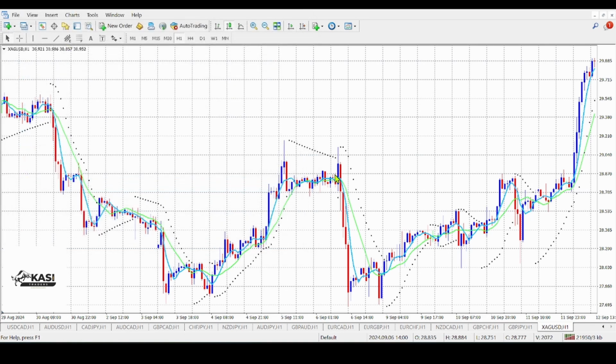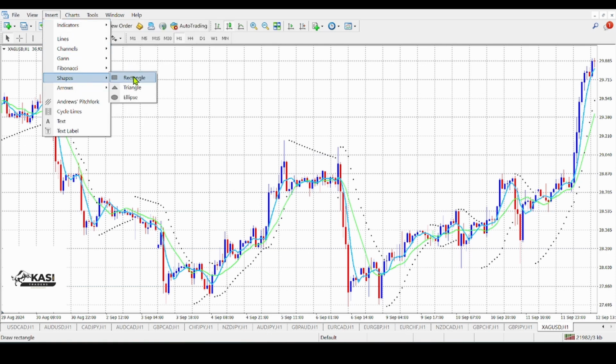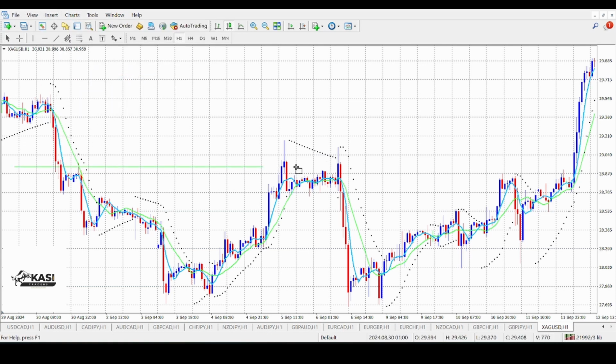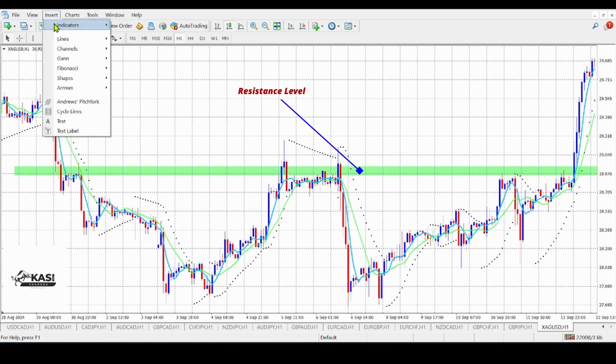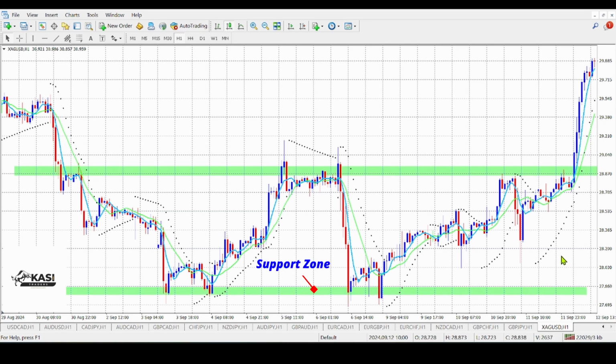Okay, now we enter a short trade when these two conditions happen. Let's add here a support and resistance levels first. Let's draw. We have a resistance there. Let's add another support down here to support our analysis.